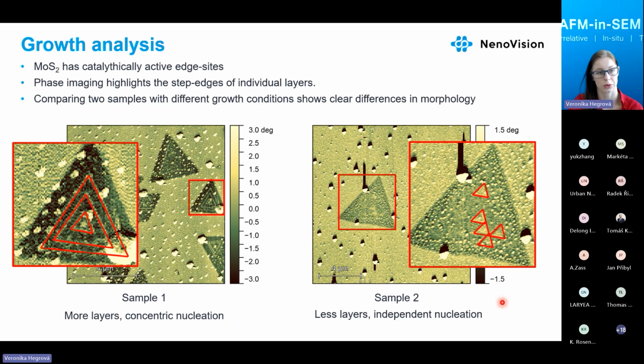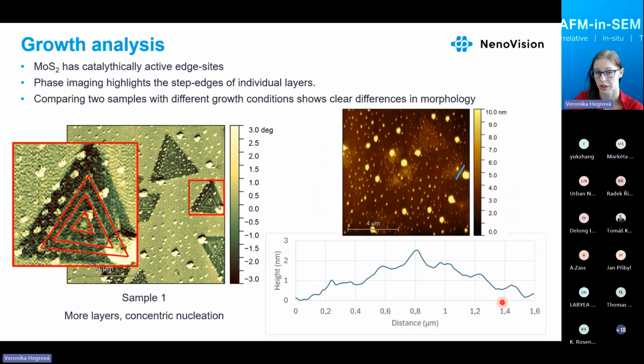So comparing these two samples with different growth conditions clearly shows where the monolayer started to grow and clearly shows the differences in morphology. So afterwards, we could get back to quite dirty topography, as the impurities were more than 12 nanometers high. And so the monolayer is hard to see at that moment. And we could do the height profiling on that side.